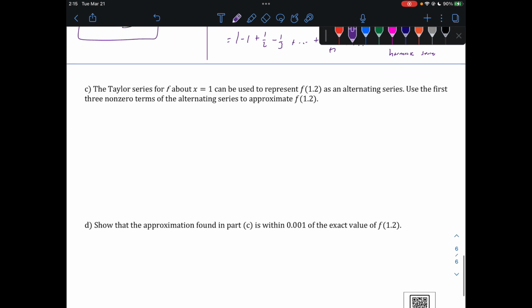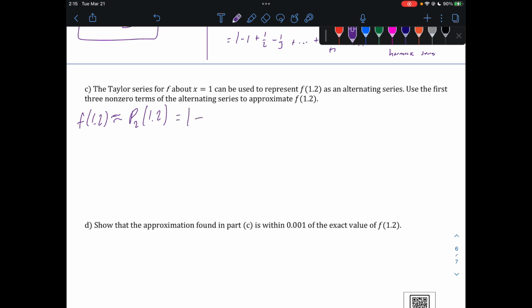Part C, the Taylor series for f about x equals 1 can be used to represent f of 1.2 as an alternating series. Use the first 3 non-zero terms of the alternating series to approximate f of 1.2. Okay, so f of 1.2, or we can call it P2 of 1.2, is our approximation.